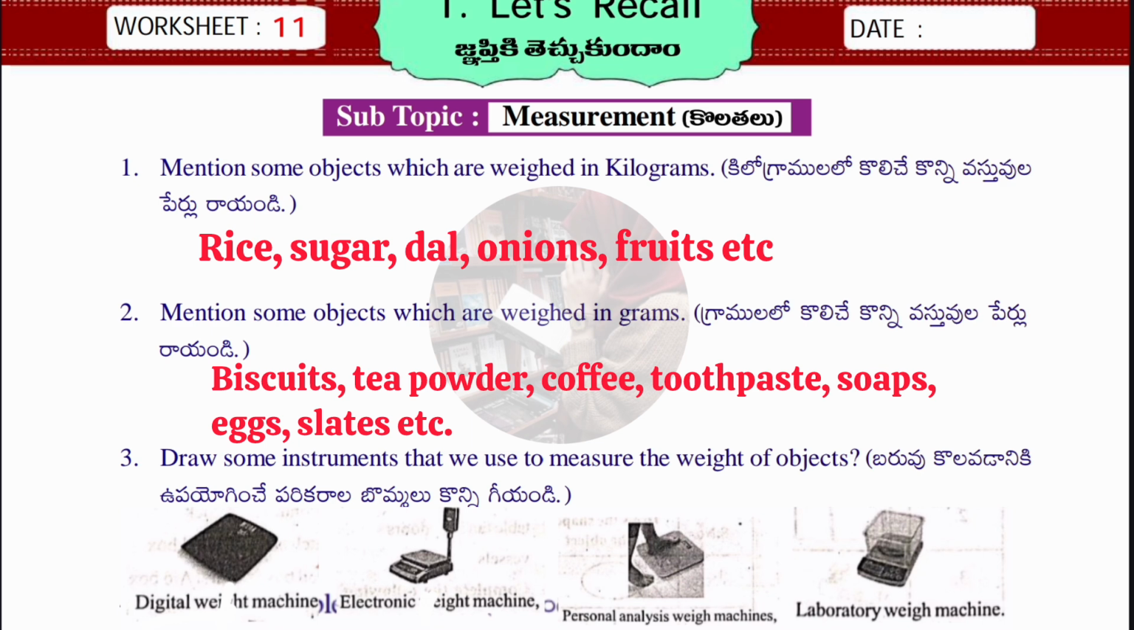Next, third question. Draw some instruments that we use to measure the weight of objects. Here I have given four pictures. Please zoom in, draw them neatly and name them also. First one is the digital weight machine. Second one, electronic weight machine. Next one, personal analysis weight machine. Fourth one, laboratory weight machine. If you know other instruments, you can add those also. Here I am drawing only four.